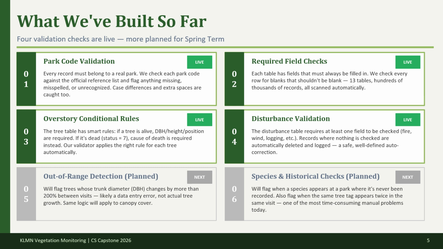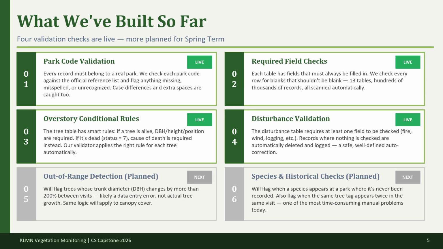The first check is park code validation. Every record in the database is supposed to belong to one of the six parks. We verify that against the official reference list and flag anything that's missing, misspelled, or unrecognized, even if it's a lowercase letter or a space.